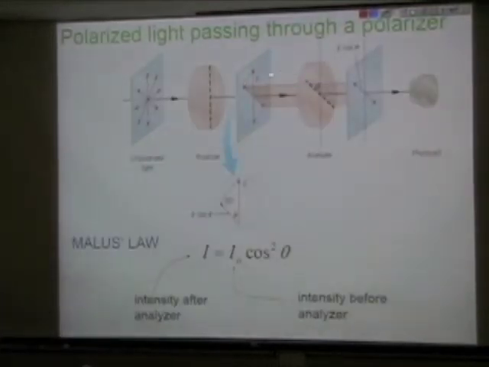For light which is already polarized, when it travels through a polarizer, again, the intensity is different. It's related to cosine squared of the angle between the transmission axis and the direction of polarization. Plus, again, light becomes polarized in a different direction. So after the polarizer, light is always polarized in the direction of the transmission axis.